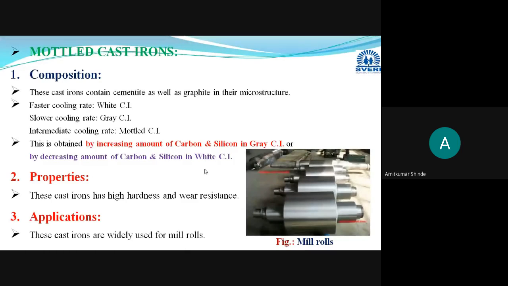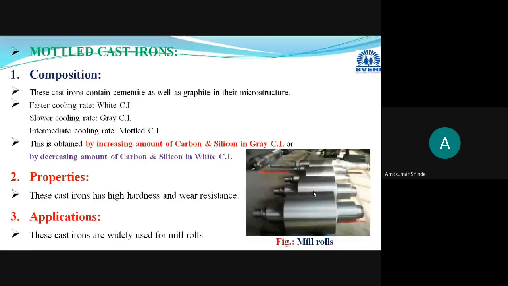Here, mottled cast iron has very high hardness and high wear resistance, and its applications I have shown here. Mottled cast iron is used in the manufacturing of mill rolls. Whichever rolls we are using here, these mill rolls are manufactured with the help of mottled cast iron. Here I have shown the diagram for those mill rolls.